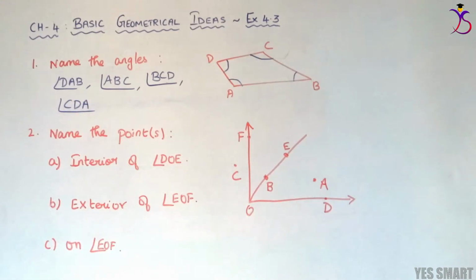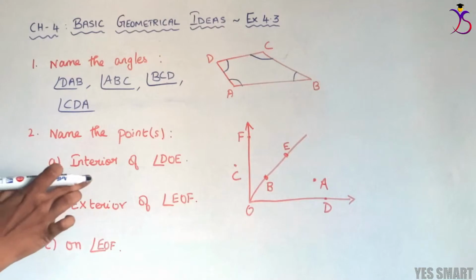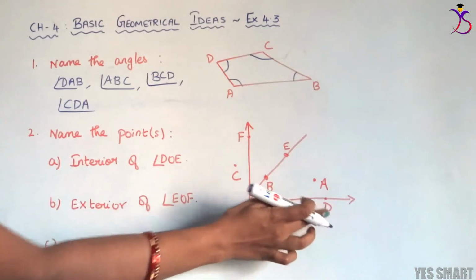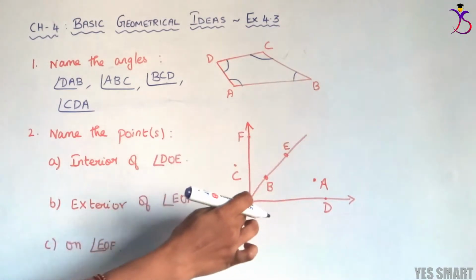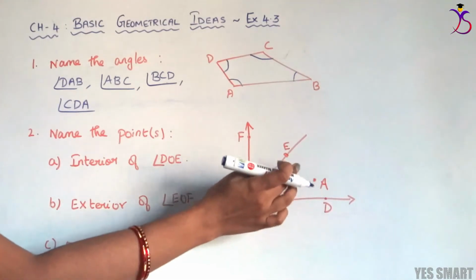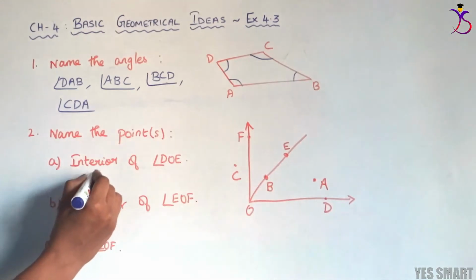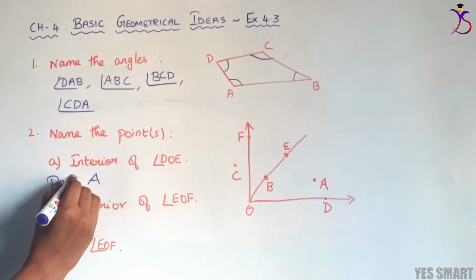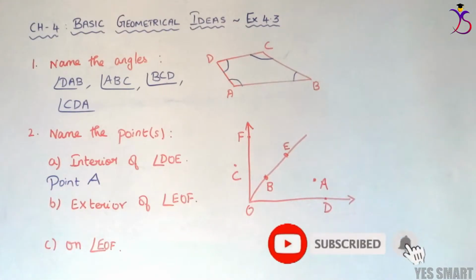Moving on to the second question. Name the points. They have given a diagram and asked us a few questions based on the diagram. Interior of angle DOE. So this is angle DOE. We are supposed to write the point which is interior to this angle, inside the angle DOE. So inside this we have point A. Therefore the answer is point A.